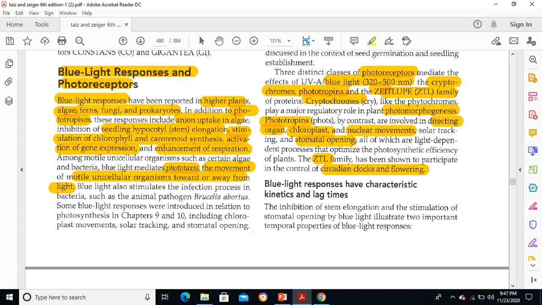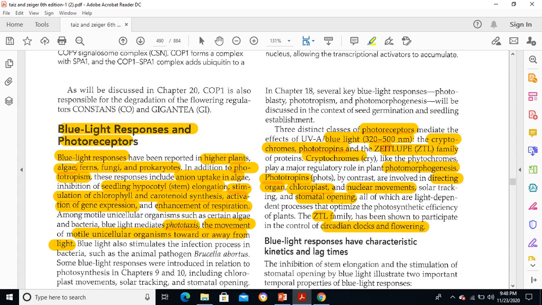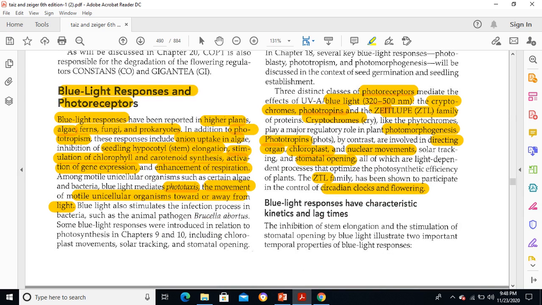enhancement of respiration. Among motile unicellular organisms, such as certain algae and bacteria, blue light mediates phototaxis. What is phototaxis? It is the movement of motile unicellular organisms towards or away from light. So these are some of the responses that blue light mediates. Now, as I said earlier, blue light photoreceptors include cryptochromes, phototropins, and zeitlupe. Mainly we can discuss cryptochromes and phototropins.